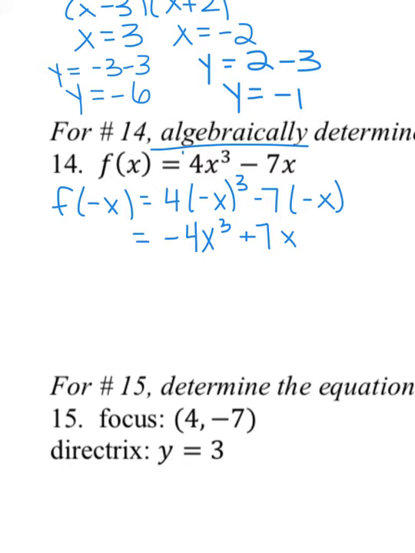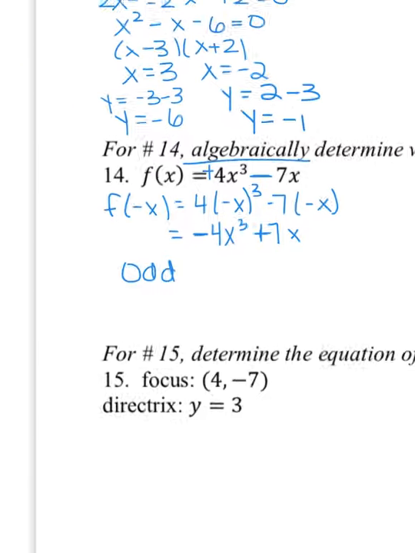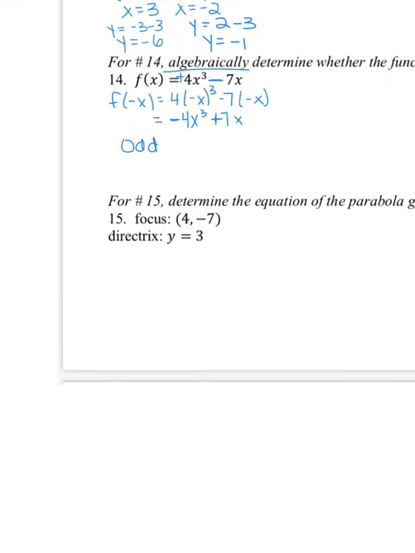So because we went from positive 4x to the third in the original to negative 4x to the third, and from negative 7x in the original to positive 7x, everything is the opposite, which means that this function is odd, which means that there is rotational symmetry of 180 degrees. If you turn this picture upside down, it'll look exactly the same.